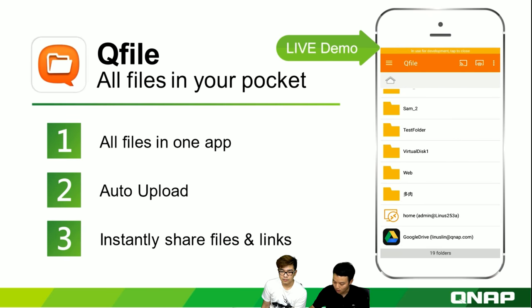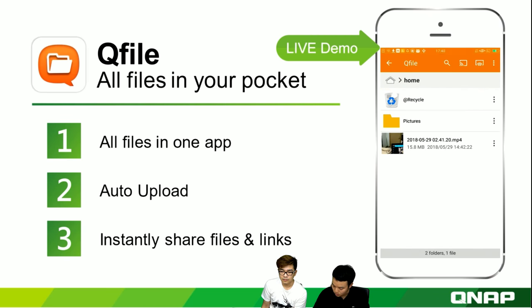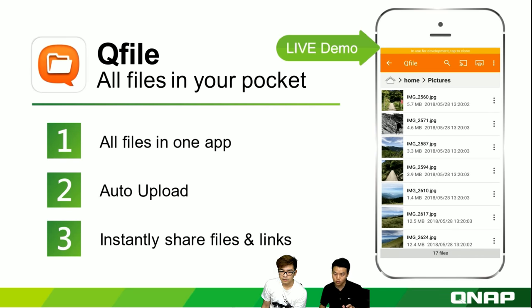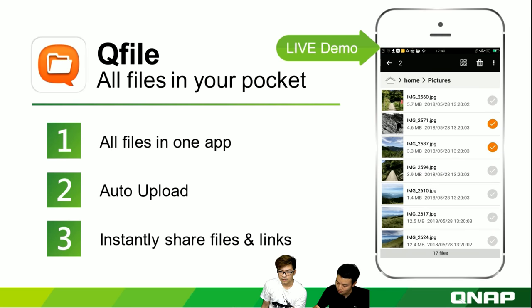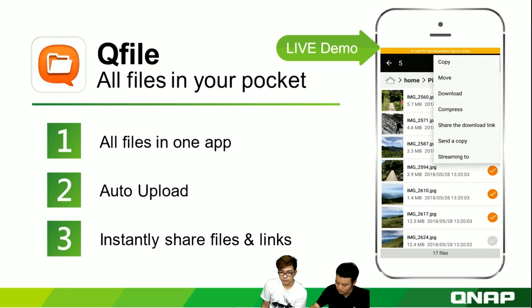And then the basic file sharing. Here, for example, you have a folder filled up with many photos. Say, here are my photos just taken last weekend when I went on a hiking trip, and these are the five best selected, and I want to share these with my friends. Basically, you can multi-select these, and you can choose either to send a copy or share with a download link. What's the difference?